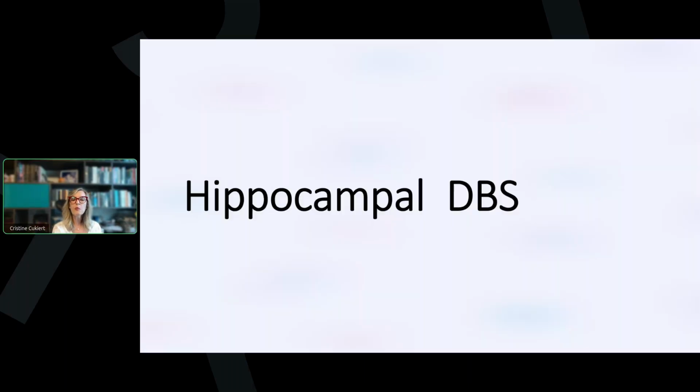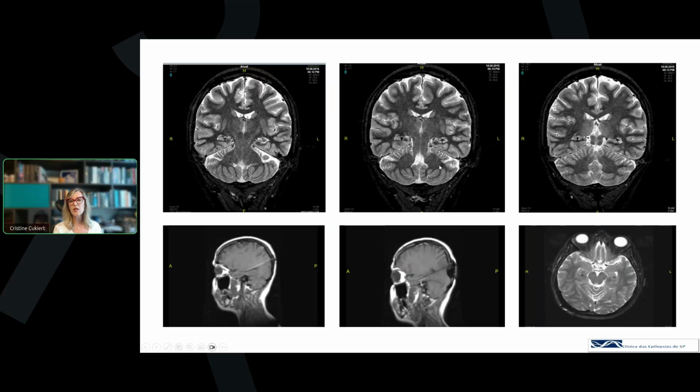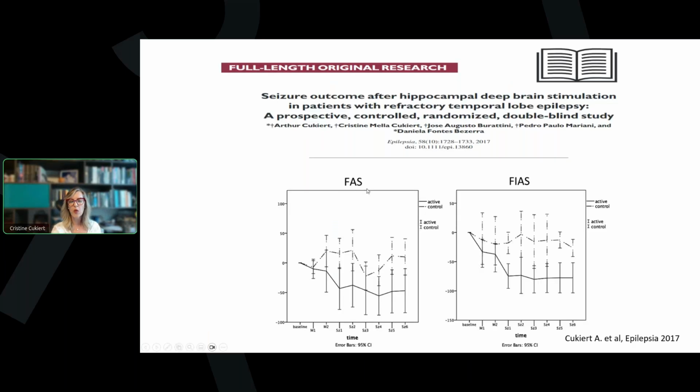So, as I mentioned, the hippocampal DBS. We use the hippocampal DBS especially in patients who have bilateral temporal lobe epilepsy, or patients already submitted to resective surgery with seizures coming from the non-operated side. And we have a very nice response. Here we have the DBS in situ, and we can see a very nice response also for the focal awareness seizures in these patients.